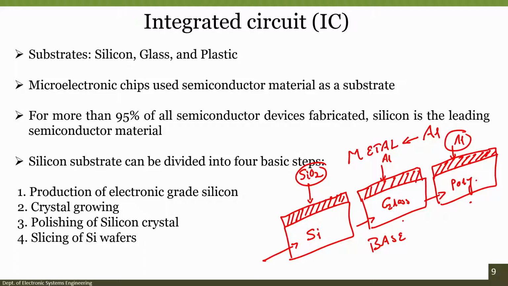Now, in the microelectronics industry, or in microelectronic chips, semiconductor materials are used as a substrate. So, can you tell me which one is a semiconductor? Is polymer a semiconductor? No. Glass? No. Silicon? Yes, right. So, when you see integrated circuits, you will find that more than 95% of the semiconductor devices fabricated use silicon, which is the leading semiconductor material.